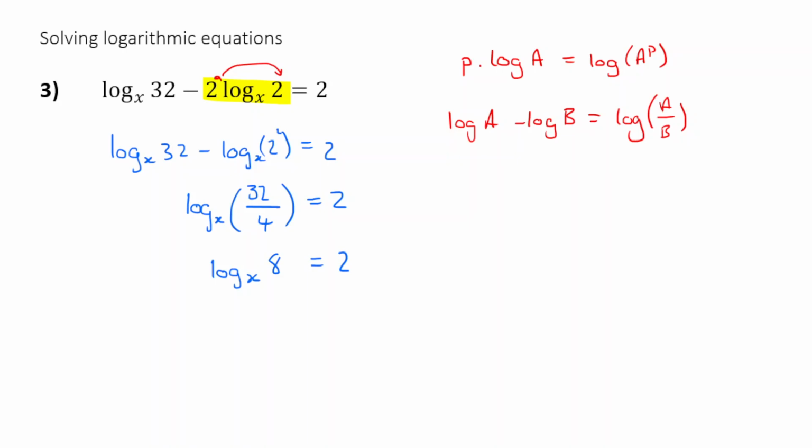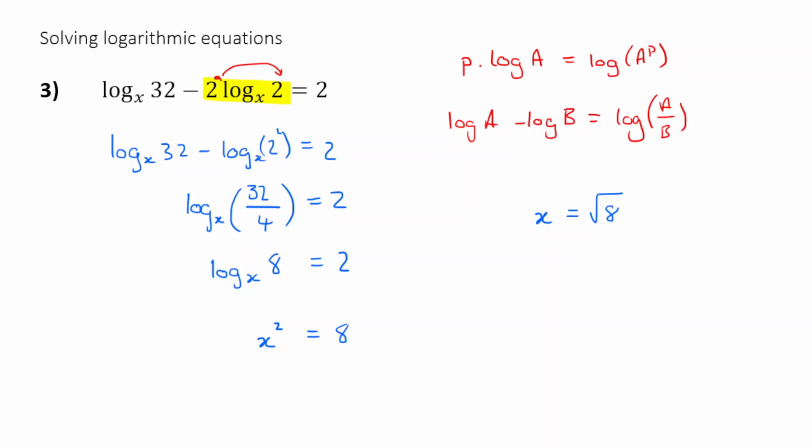And now all we've got to do is convert again from the logarithmic form to the exponential form. We're going to do that same thing again. What's our base? Our base is x. What's our power? Our power is 2. We get x squared is equal to 8. Now, we could just say, therefore, that x is equal to the square root of 8.